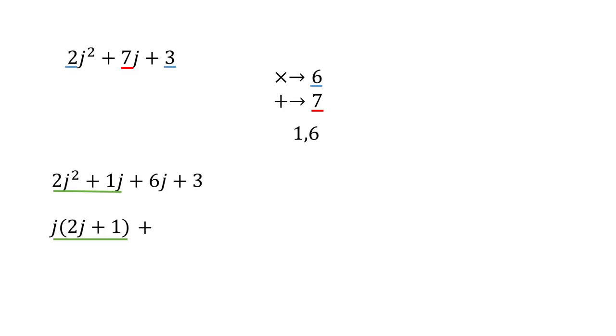We can take a 3 out this time. 6 and 3 both divide by 3, so we've got 3 outside our bracket, and 2j plus 1 left inside. Finally, one of our brackets is going to be 2j plus 1. The other is going to have the j that's at the front and the plus 3 in it. And so there's our finished factorized form.